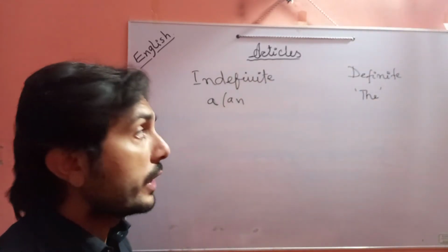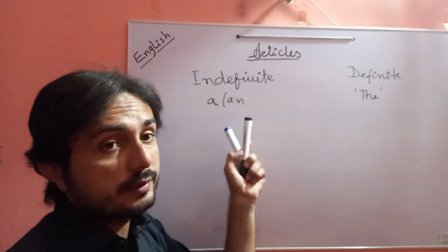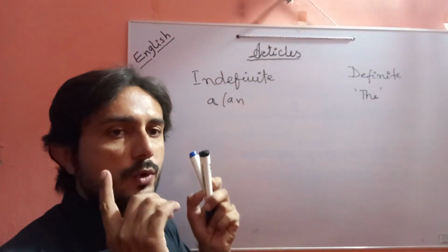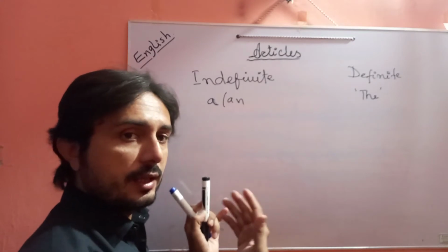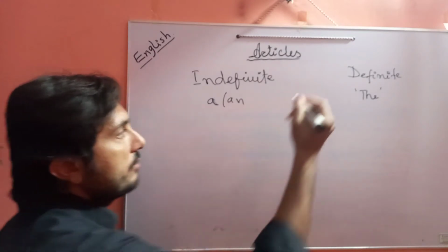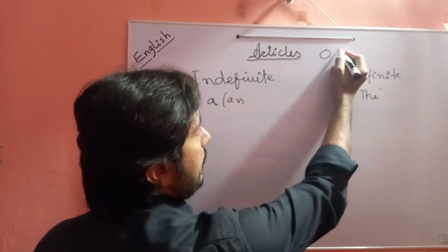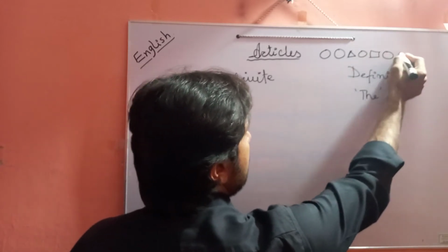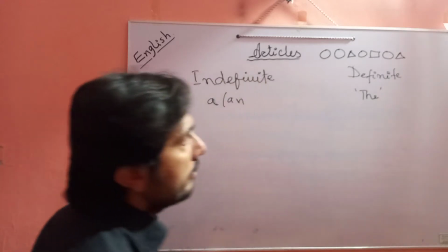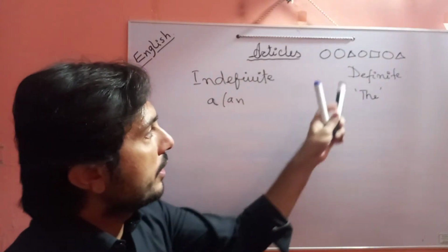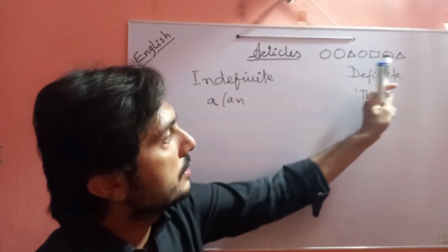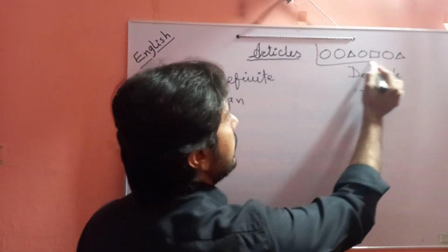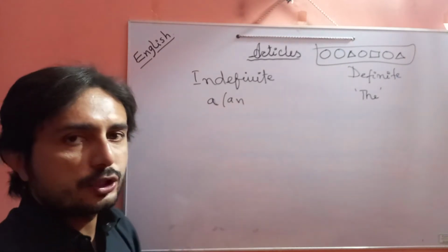Before going towards their functions and where we use these definite or indefinite articles, we should understand their definition at the first step. Let's suppose we have some figures here. You can see there are almost 4 circles, 2 triangles, and a square. I have these figures. You should keep these figures in your mind to understand the definitions of both articles.